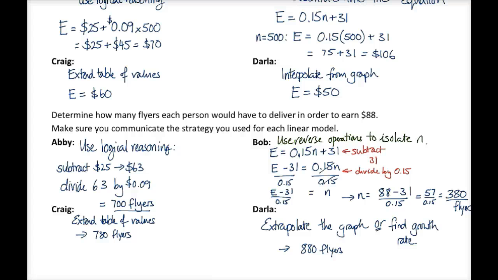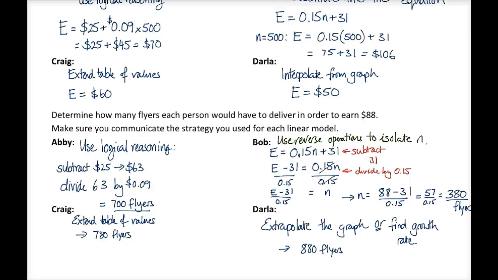Again, we're using logical reasoning, but I think you might agree that it's a bit more complicated when we're finding the independent variable using logical reasoning. Would we think to subtract this 25? Would we divide by 0.09? That requires quite a depth of thinking. So it's not as easy to find the independent variable from logical reasoning.